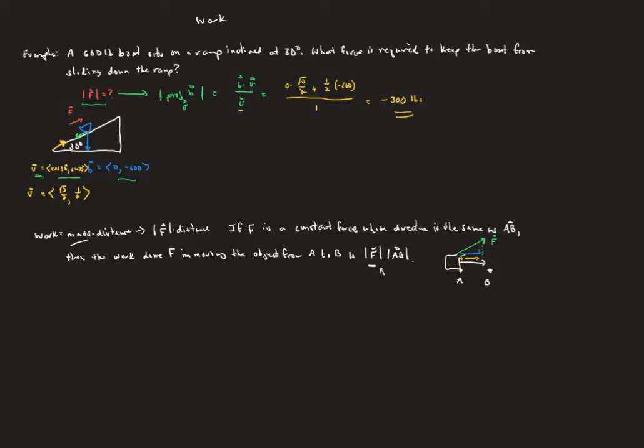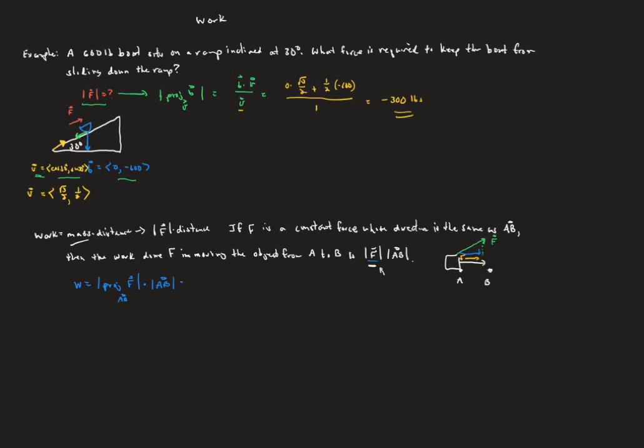And so what that becomes is the work is going to be the magnitude of the projection of our force vector onto AB, times the magnitude of AB. That's how we get the distance from A to B.